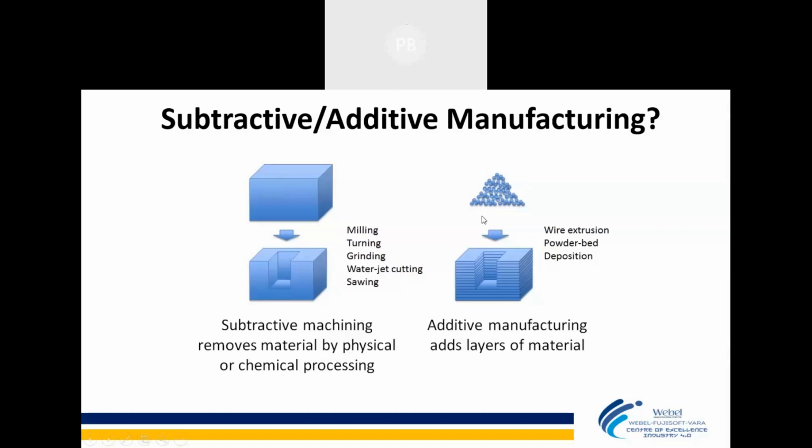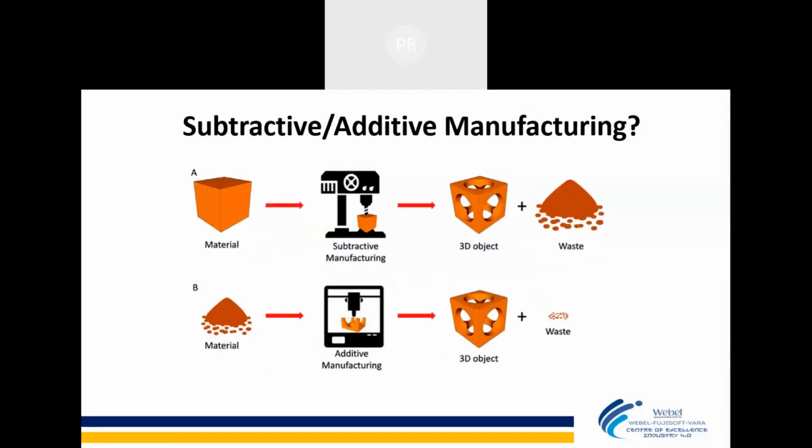Whereas with additive manufacturing, the raw material can be in granule form, powder form, or wire form. The raw block of material will be here and it will be deposited layer by layer and we will form the same product. The layer by layer deposition process can differ: it can be wire extrusion, powder bed extrusion, or some different deposition technologies. So this will be the major difference between subtractive and additive manufacturing.